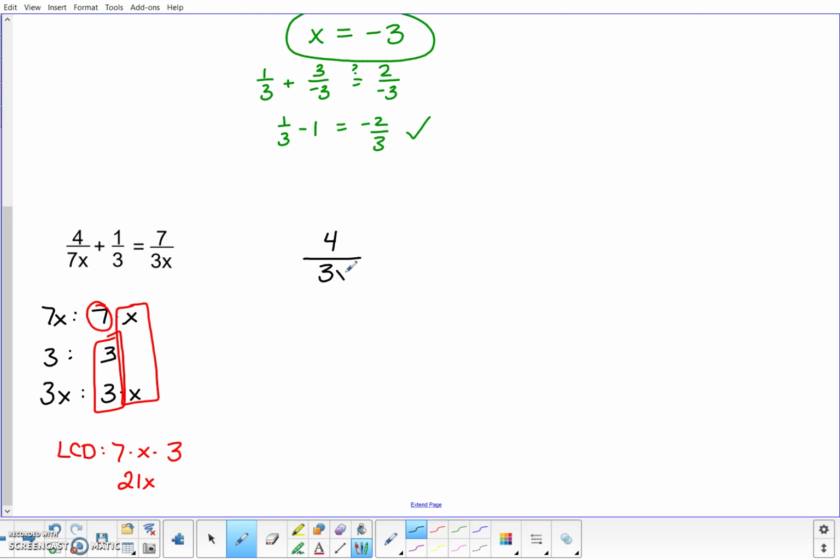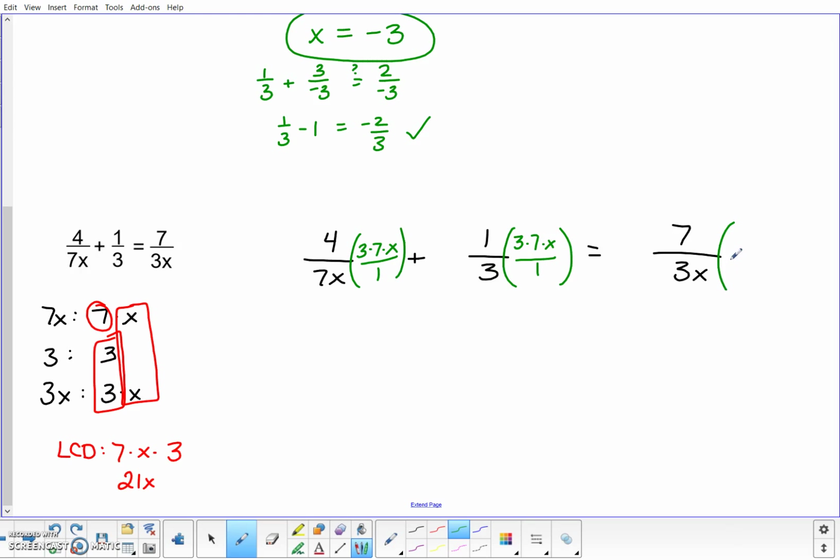So now I'm going to copy my problem and space it apart. So 4 over 7x plus 1 over 3 equals 7 over 3x. And I do this because I like to have space to multiply by my LCD right next to each term, because then it's easy to see what I'm doing. Essentially, when you write it down next to each term, it's like saying I put the whole equation in parentheses and I multiplied the whole equation by 3 times 7 times x, and I distributed it to each term, and I just showed that right away in the first step.